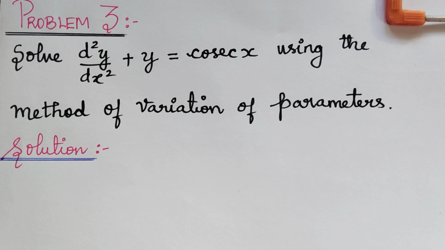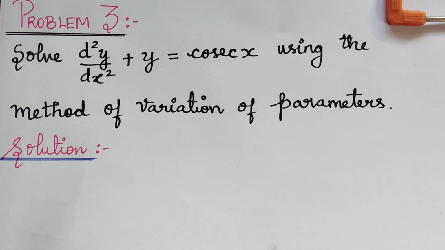Dear students, under the topic Method of Variation of Parameters in Ordinary Differential Equations, we are going to solve problem 3. Already we have completed problems 1 and 2, so kindly follow those lectures before going through this problem. Now the question is: solve d square y by dx square plus y is equal to cosecant x using the method of variation of parameters.